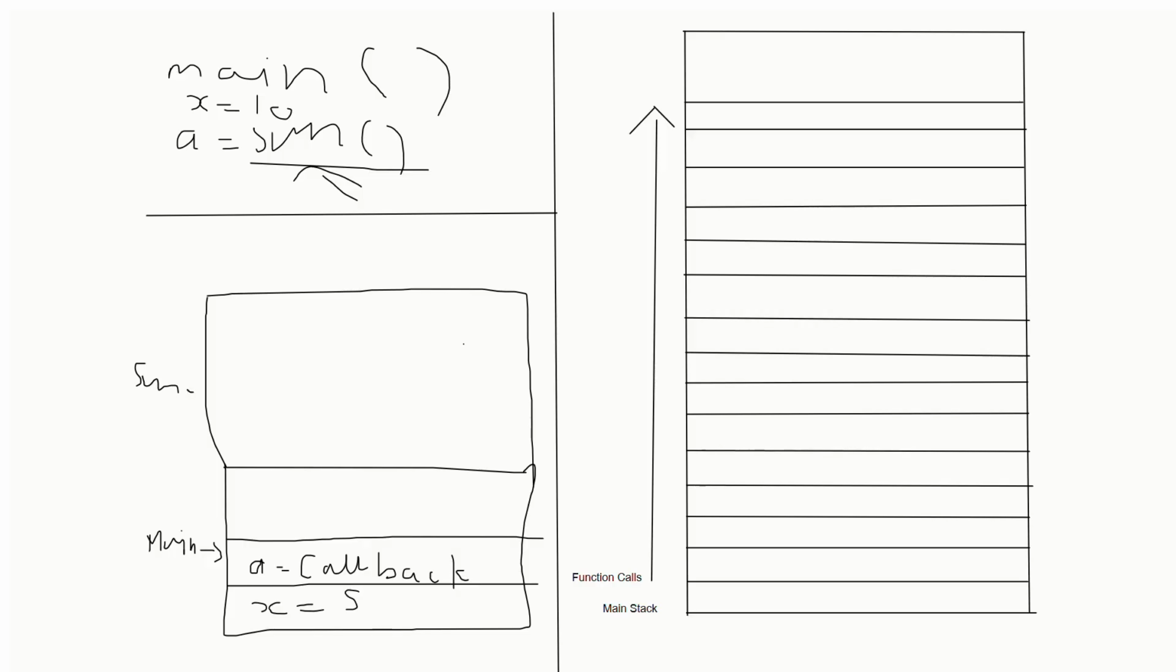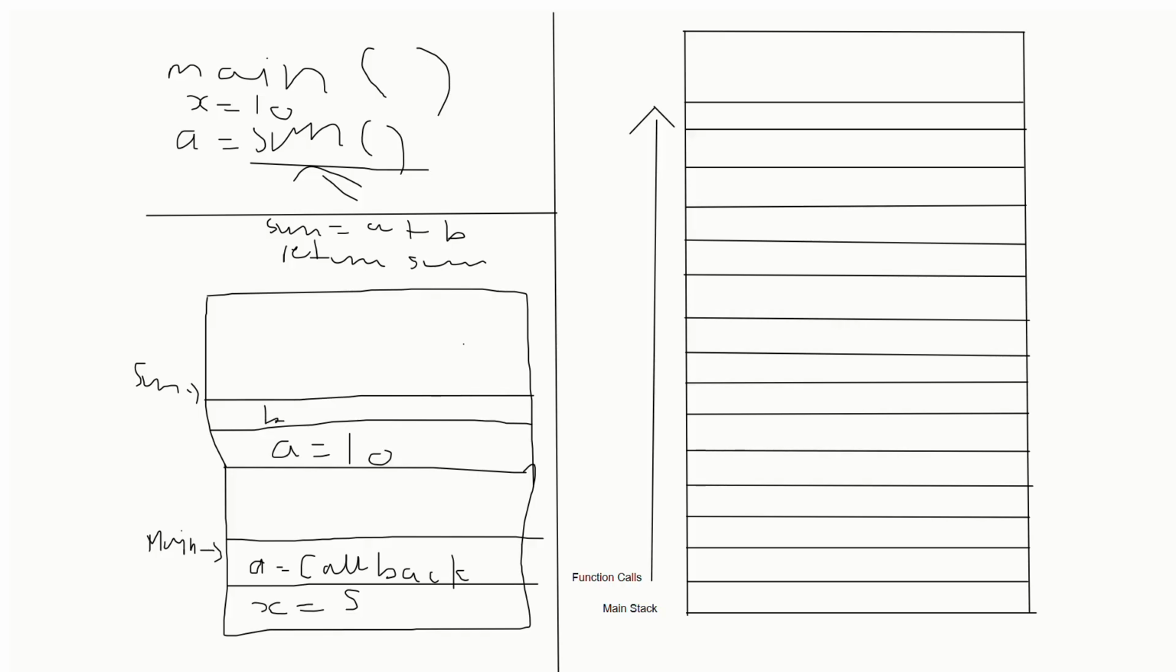All right. So let's say in sum we are just doing this. Sum is equal to a plus b, return sum. So for example, in the sum stack we have a is equal to 10, then we have b is equal to 5, then we are doing sum is equal to 10 plus 5.